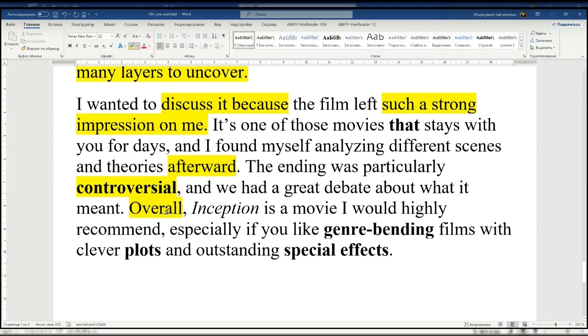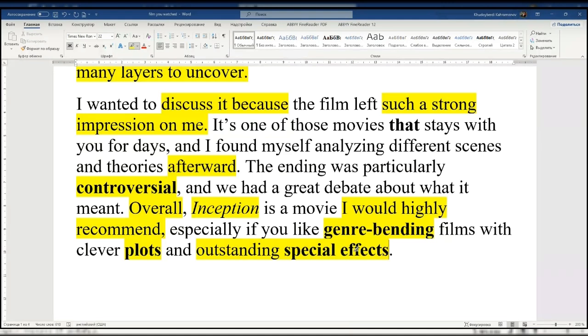Overall, Inception is a movie I would highly recommend for you two guys, especially if you like genre-bending films with clever plots and outstanding special effects like CGI or some sort of screen effects used by a professional master computer, maybe techies.